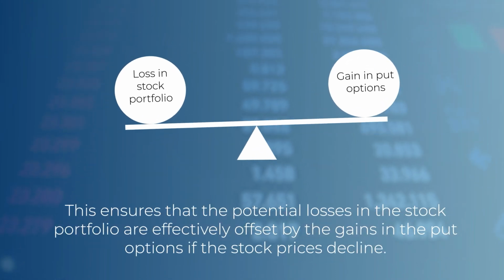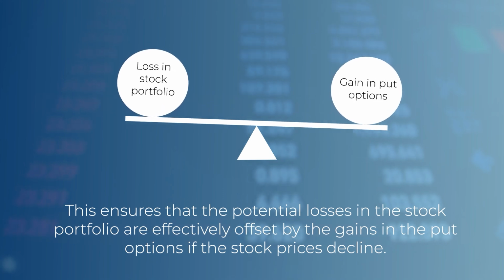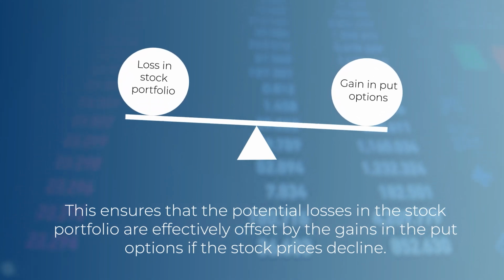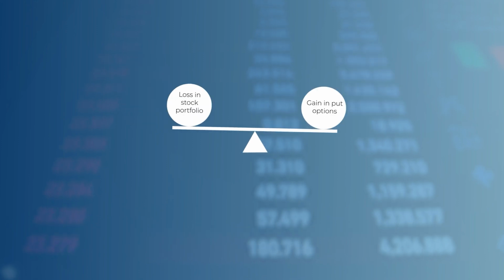This ensures that the potential losses in the stock portfolio are completely and effectively offset by the gain in the put option if the stock price declines. By understanding and applying delta hedging, the investor can effectively hedge their portfolio against the downside risk, ensuring that the potential losses are minimized in the events of adverse market movements.